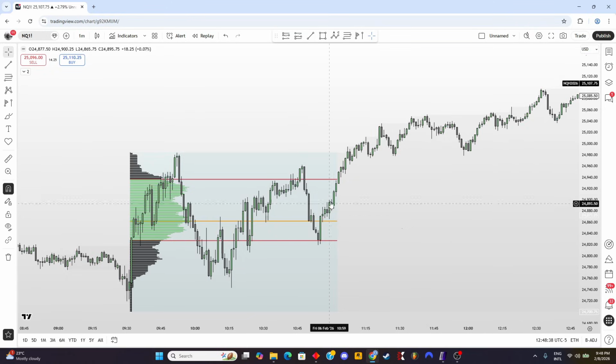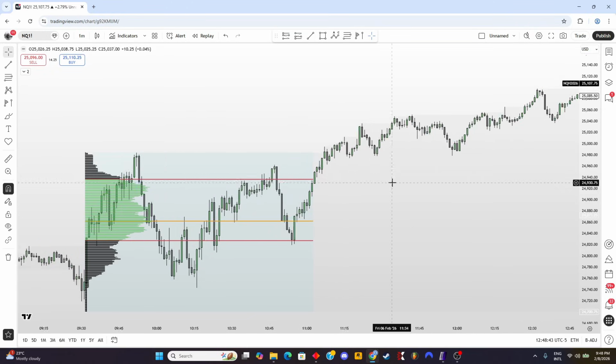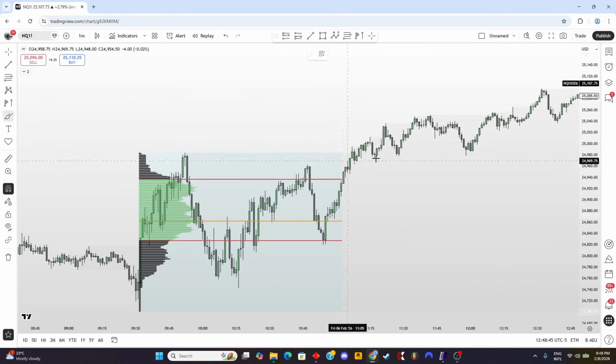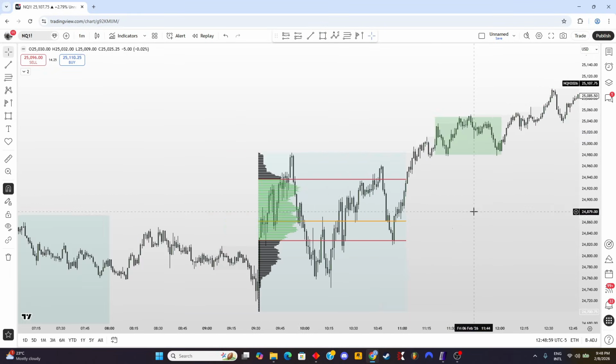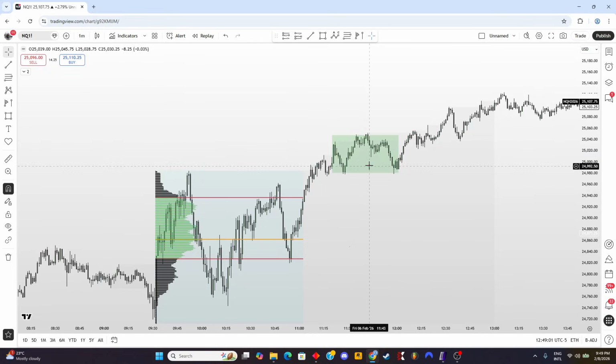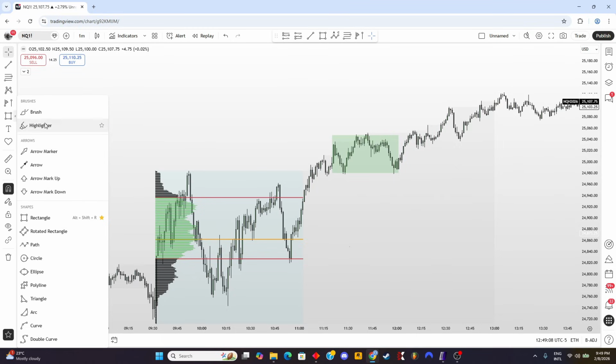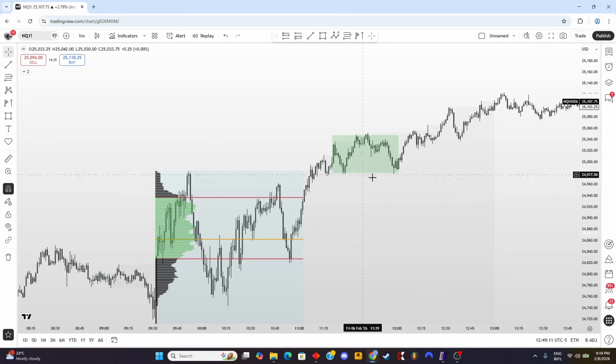So whenever we break out of this level, so for example here, you do not want to take a long right away. What we are looking for is a new balance or new consolidation forming above the value area high or the value area low. So if I go here, what do you see? We are starting to consolidate above the value area high. We broke above this value area high. We do not want to take a long here because price can go back to value area low.